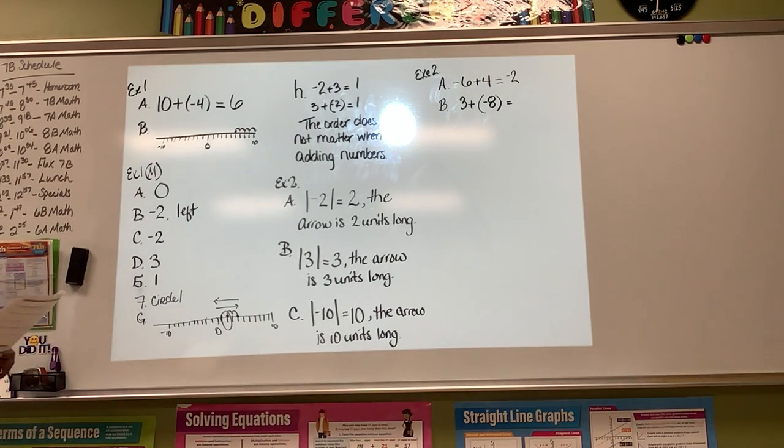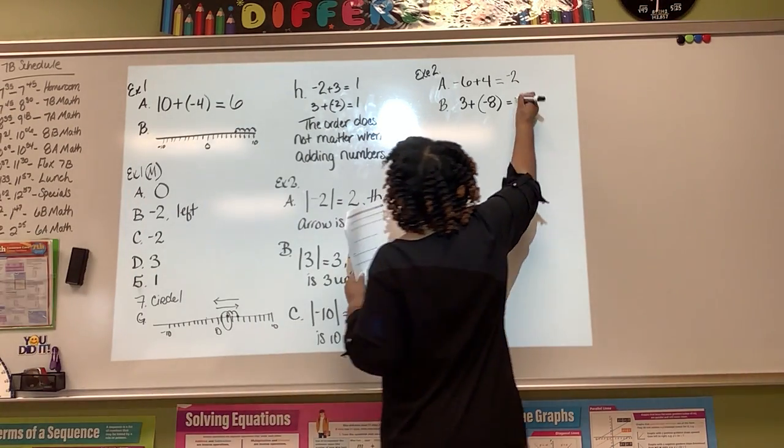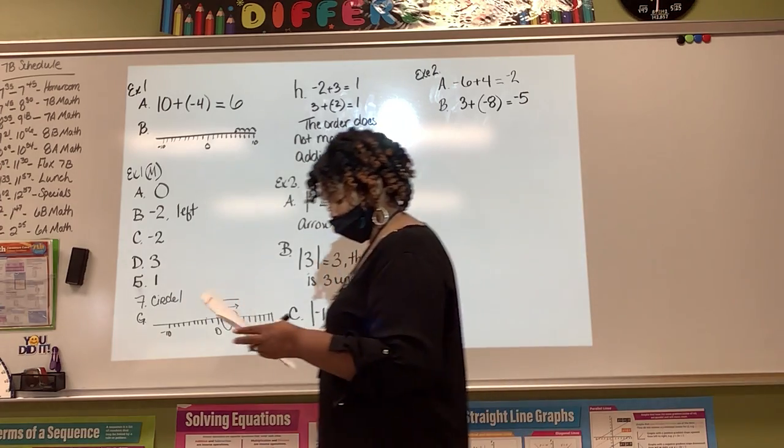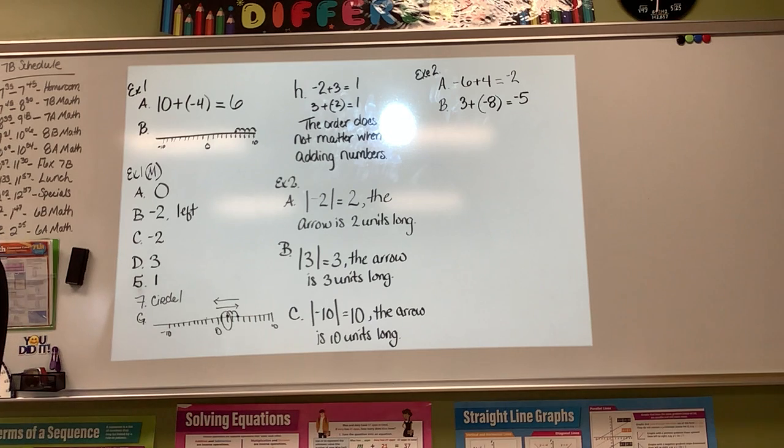Look at the next one, 3 plus a negative 8. Again, do it on your number line. You're going to start at 0, go to 3, and you're going to go left 8. Where do I land? I heard it, negative 5. Not 5, but negative 5. If you land on 5, you went backwards, the wrong way. Any questions with that?